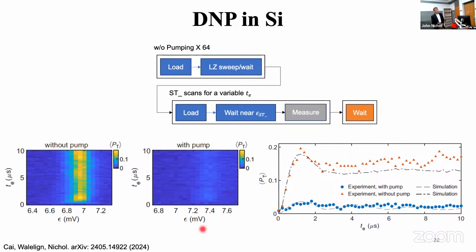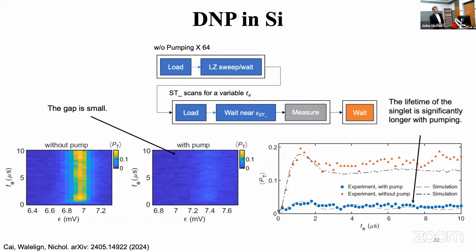So up to as long as we could conveniently measure here, there was essentially no evolution away from the singlet when we're doing this pumping. So what this is telling us, the fact that this is dim here, is that this coupling is very small, and let's say the rate of relaxation of the singlet is significantly longer under conditions of pumping than without.